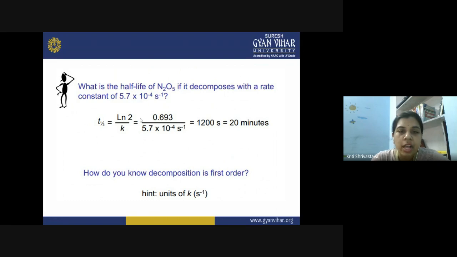So what is the formula for the half-life in the first order reaction? t half would be equal to ln 2 upon k, that is 0.693 upon the value of the rate constant, which is 5.7 × 10^-4 per second. So if you solve it, what you will get? You will get 1200 seconds, that is 20 minutes. So this will be what? This is the half-life of N2O5.